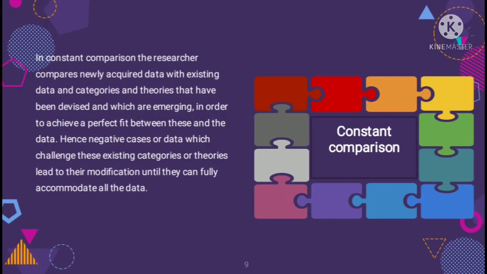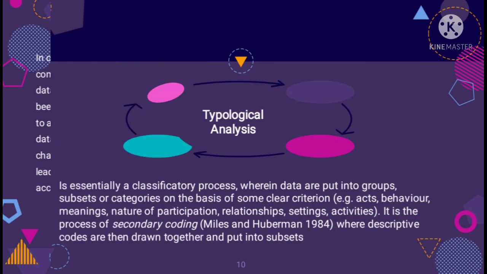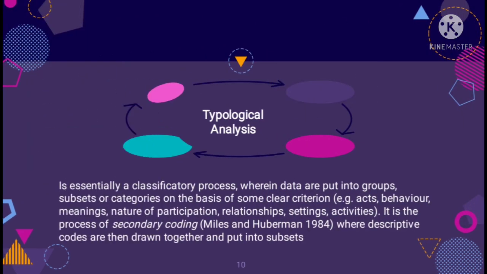Constant comparison. In constant comparison, the researcher compares newly acquired data with existing data and categories and theories that have been devised and which are emerging, in order to achieve a perfect fit between these and the data. Hence, negative cases or data which challenge these existing categories or theories lead to their modification until they can fully accommodate all the data.